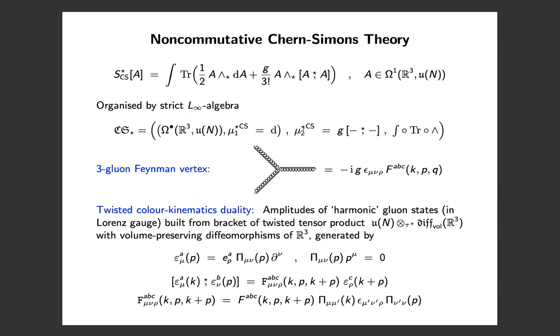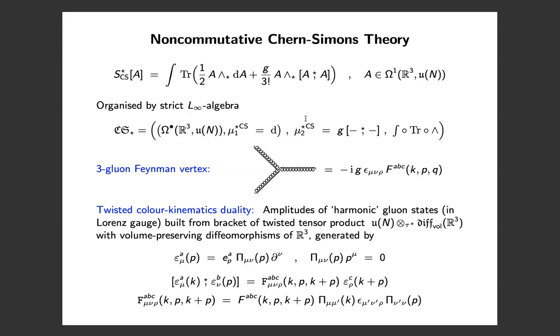The bracket here is just the usual commutator bracket, but understood in terms of differential forms. The differential is just the usual de Rham differential. And your graded vector space is just the usual exterior algebra of U(N)-valued forms on R3. And the pairing, the cyclic inner product, is given by taking the wedge product of forms, tracing out the color part, and then integrating.